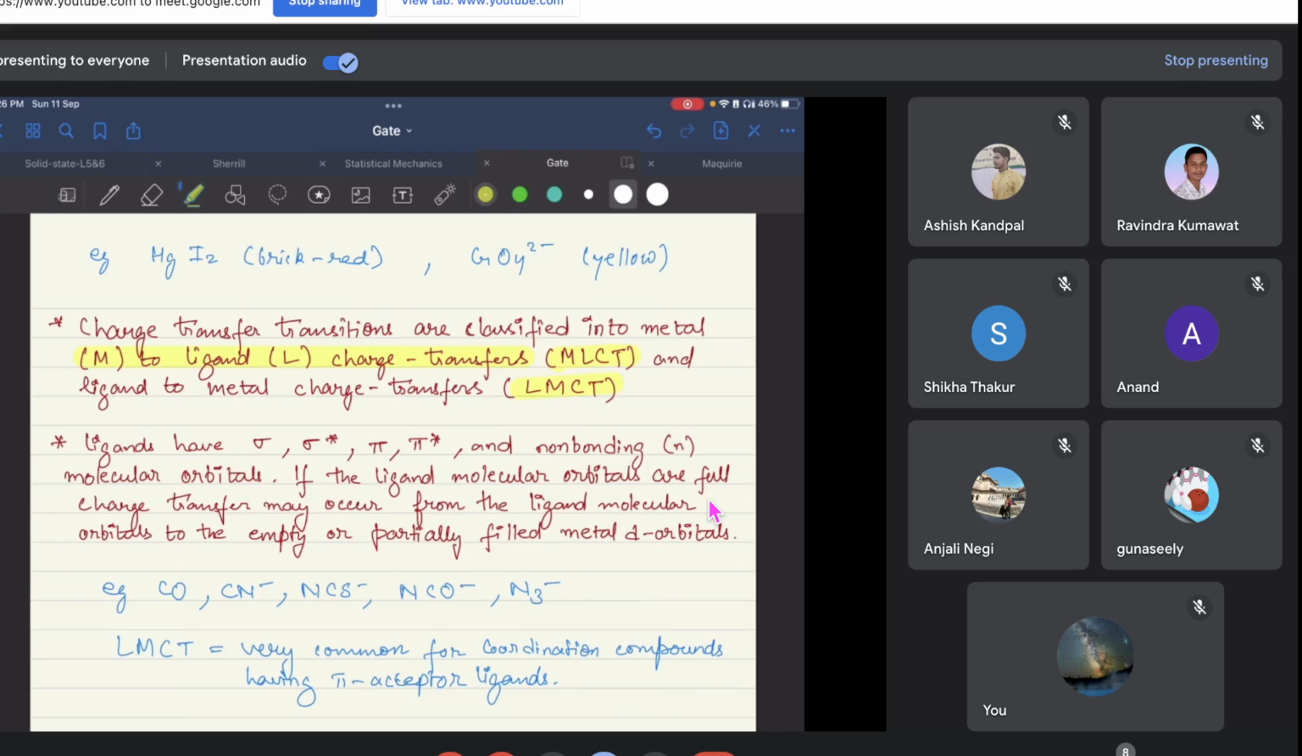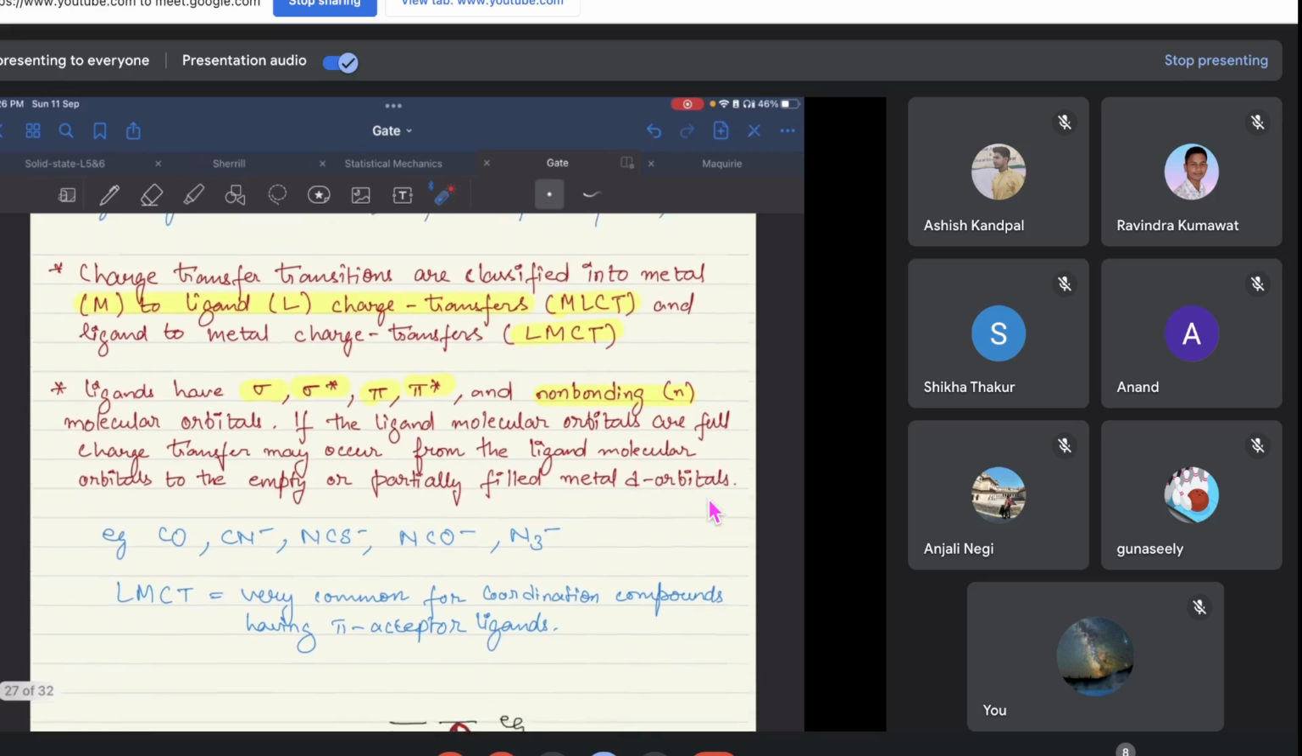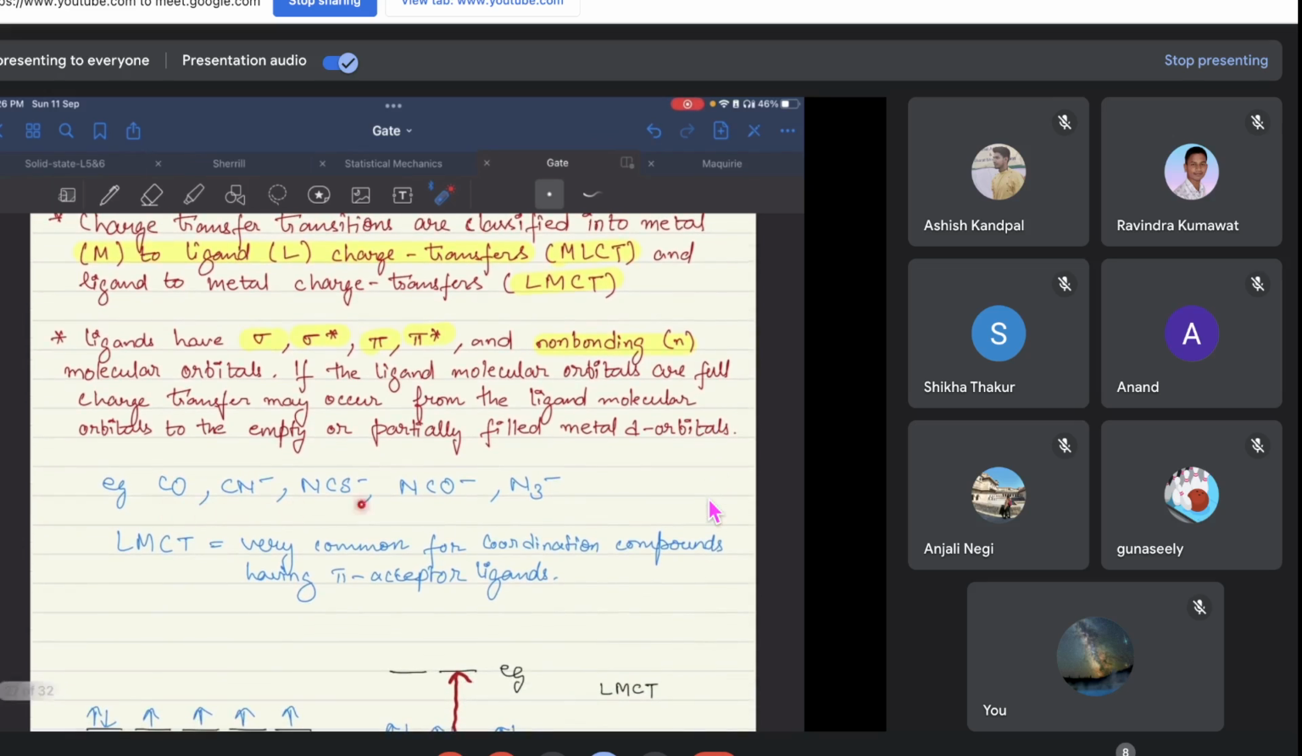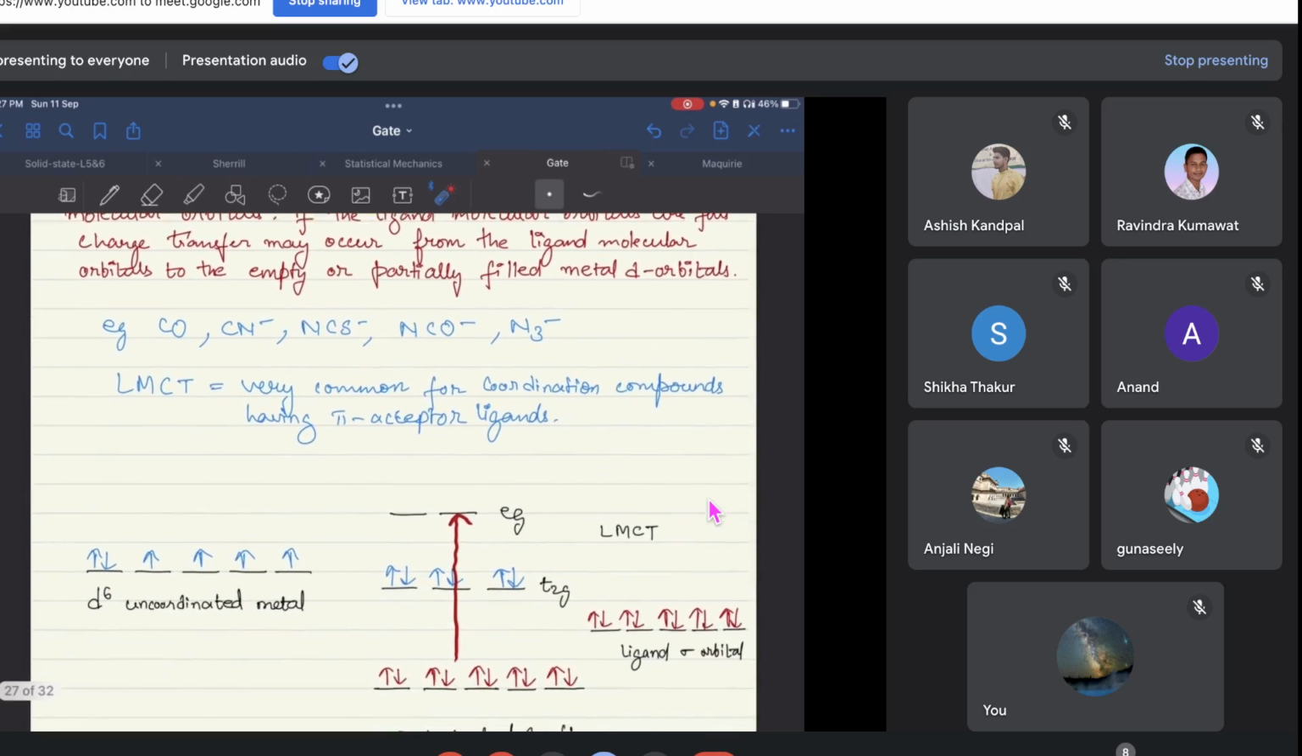The ligand has sigma antibonding, pi antibonding, and also non-bonding molecular orbitals. If the ligand molecular orbitals are full, the charge transfer may occur from the ligand molecular orbital to the empty or partially filled metal d orbital. I have given some examples here. LMCT is very common for coordination compounds having pi acceptor ligands. These are examples of pi acceptor ligands.